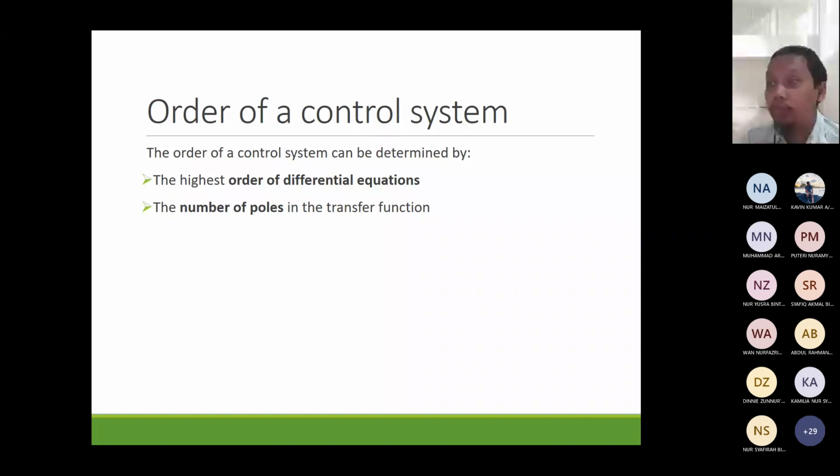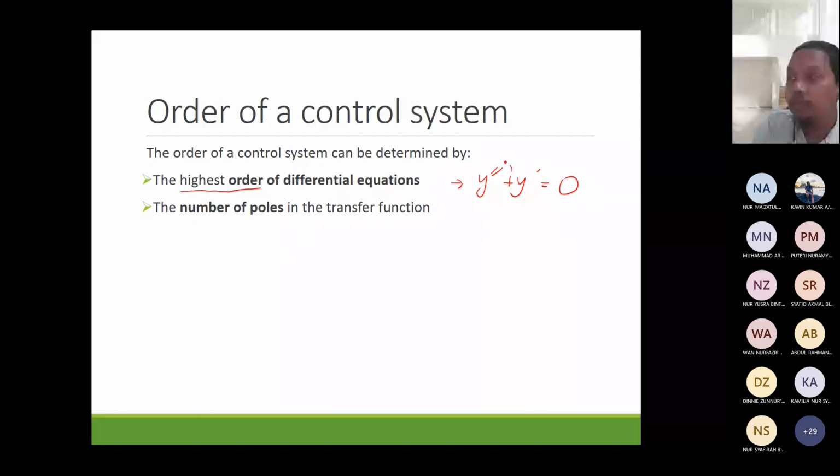So the order of a control system can be determined by the highest order of differential equations, or the highest differentiation. Okay, so let's say if you have y double prime plus y prime equals 0, so the order of this equation is second order. Okay, because the highest prime is double prime. Or the order of the system can be determined by the number of poles. Okay, so if you have two poles, then it is a second order system. If you have one pole, then the system is a first order system. So we can look at the ODE, and also we can look at the transfer function.